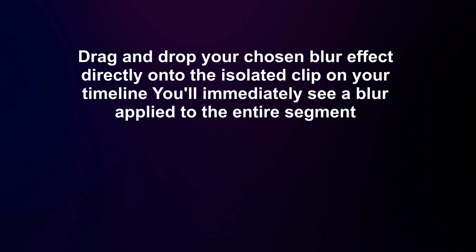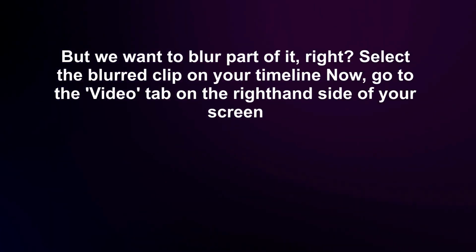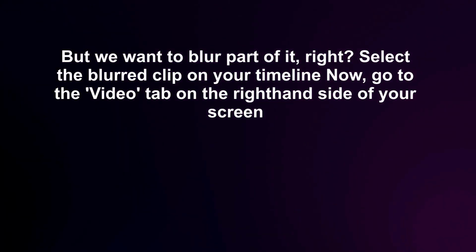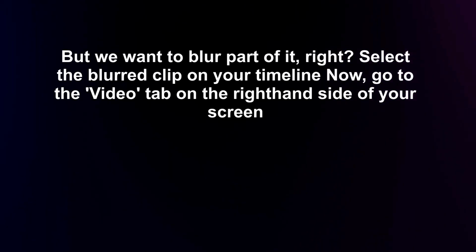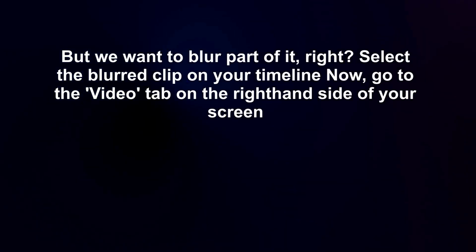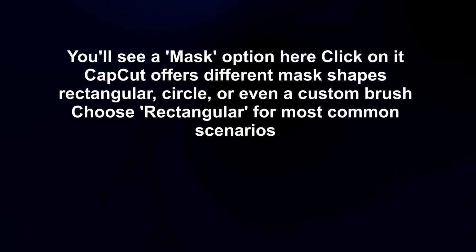You'll immediately see a blur applied to the entire segment. But we want to blur part of it, right? Select the blurred clip on your timeline now. Go to the Video tab on the right-hand side of your screen. You'll see a mask option here.